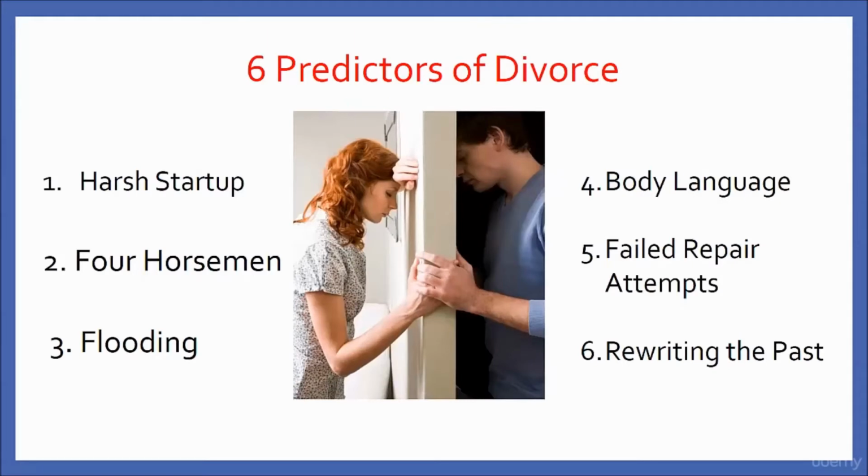Okay, so here we have the 6 predictors of divorce. And these are the factors we look for when assessing a relationship. Notice the first item on this list is called a harsh startup. We used to think that relationships failed because of things like affairs or different values, but here it is in black and white. The way you start a conversation with people with whom you disagree has an immense influence over whether or not you're happy in that relationship on a long-term basis.